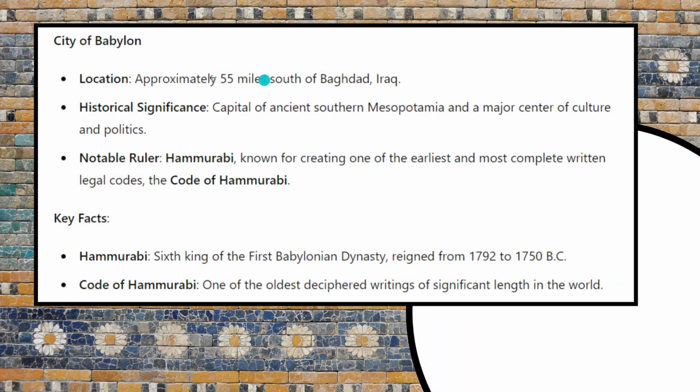Now let's look at the city of Babylon. Approximately 55 miles south of Baghdad, Iraq today would be where the city of Babylon was. Its historical significance is that it was the capital of ancient southern Mesopotamia and a major center of culture and politics. You might have heard of Hammurabi, known for creating one of the earliest and most complete written legal codes, the Code of Hammurabi. Its key facts include that he was the sixth king of the first Babylonian dynasty, reigned from 1792 to 1750 BC, and that his code is one of the oldest deciphered writings of significant length in the world. You'll see it brought up very frequently when you're talking about early civilizations and code and law and things like that.